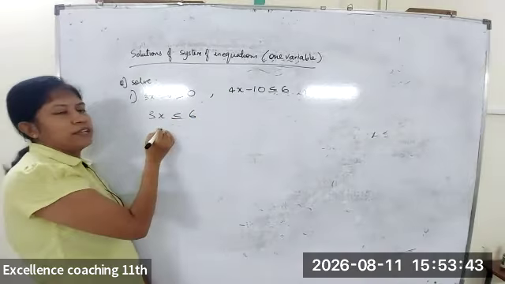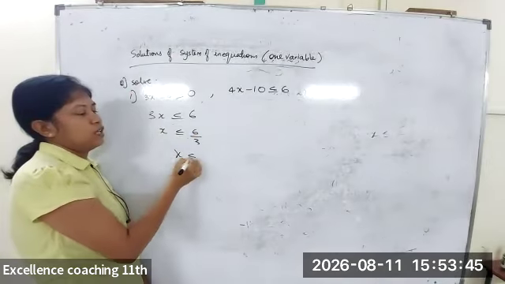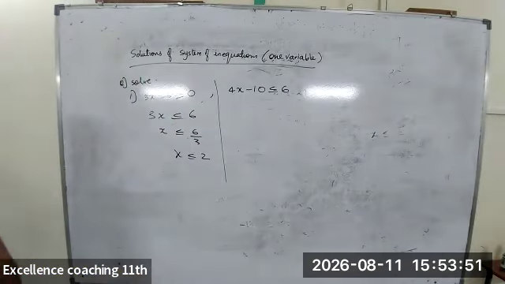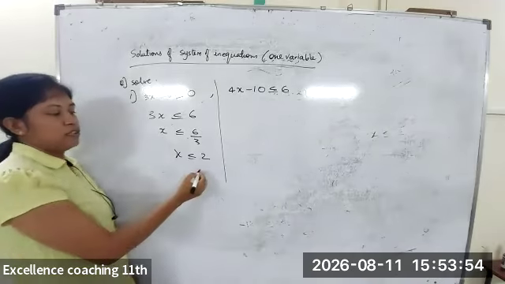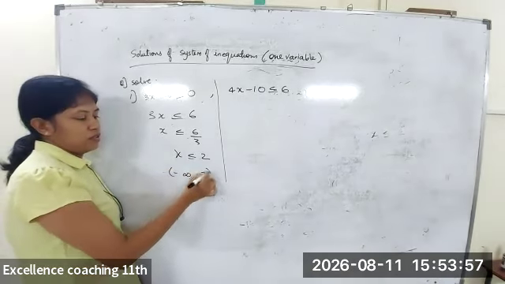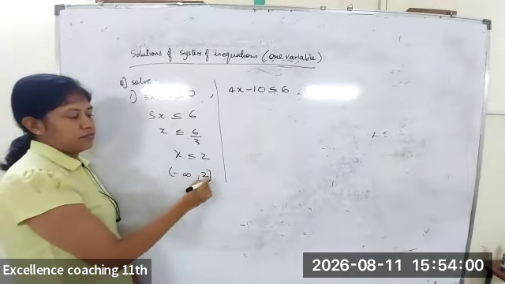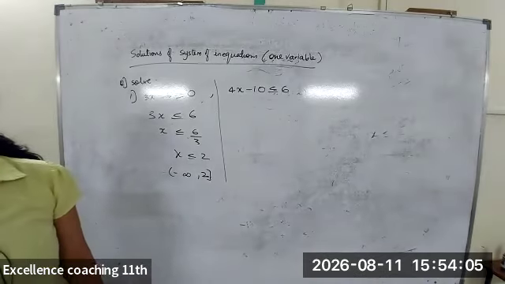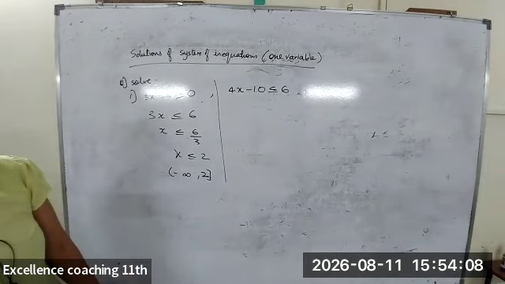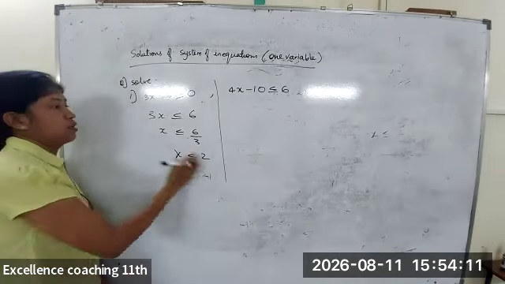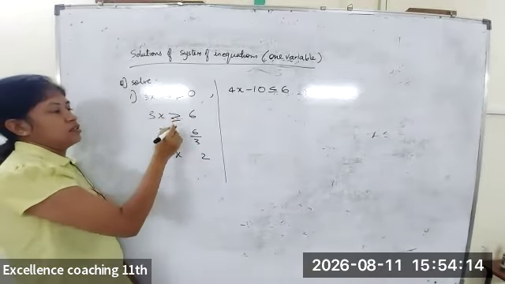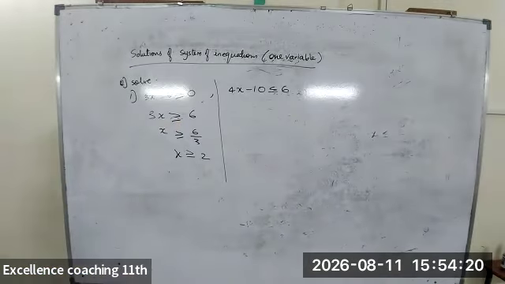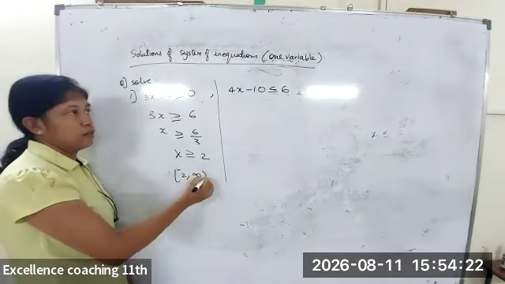3x less than or equal to 6, when you divide it by 3, this should be the answer. Which value do we put? Equal to, so closed. So 2 to infinity will be our solution here.